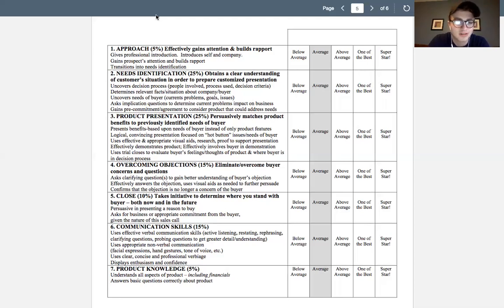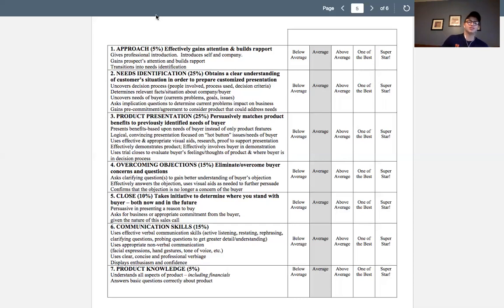I'm just going to read through each of them, and then we'll break them down one by one. First we have the approach, then needs identification, product presentation, overcoming objections, the close, communication skills, and then lastly an overall segment, which is product knowledge.